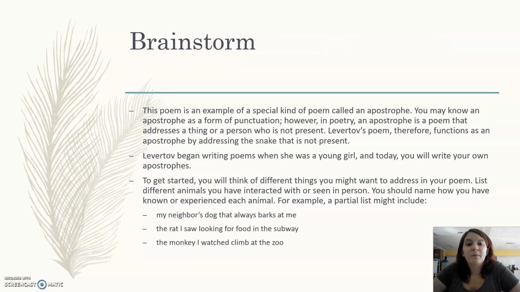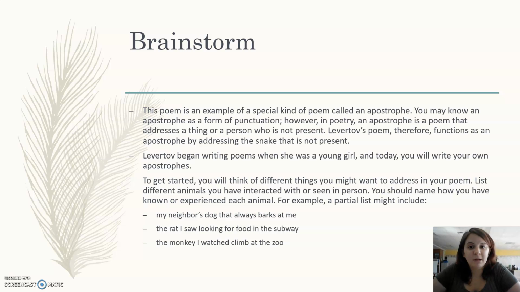So this poem is an example of a kind of poem. It's called an apostrophe. You may know an apostrophe is a form of punctuation. The apostrophe for this example would be down here in this word. This is an example of an apostrophe, but that's not what it means in a poem. We're not just writing a poem with a bunch of those little marks above your words. There's actually a reason for it.